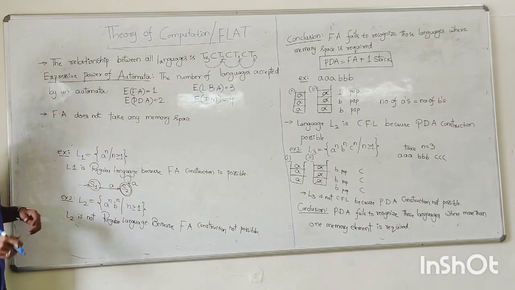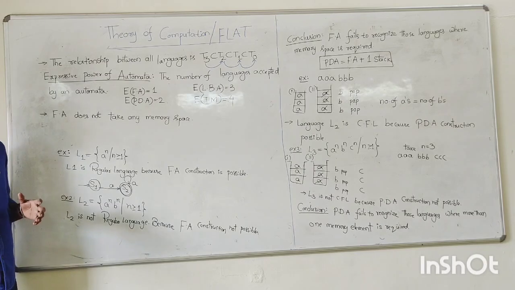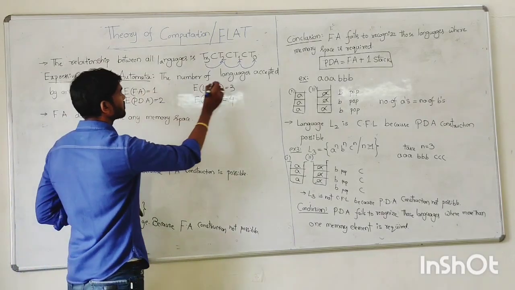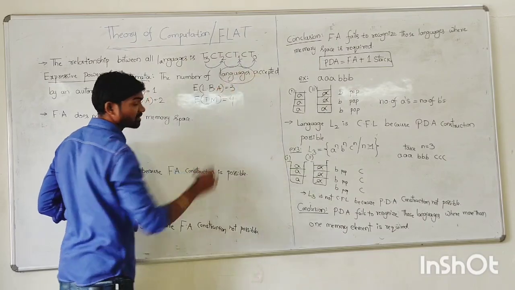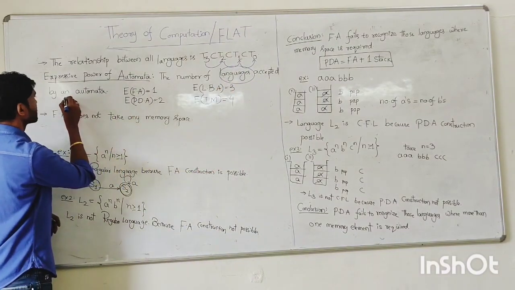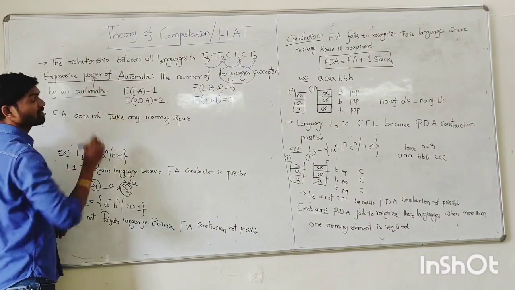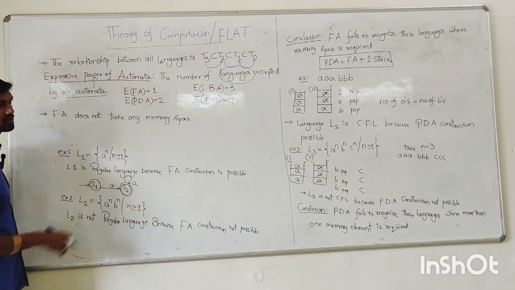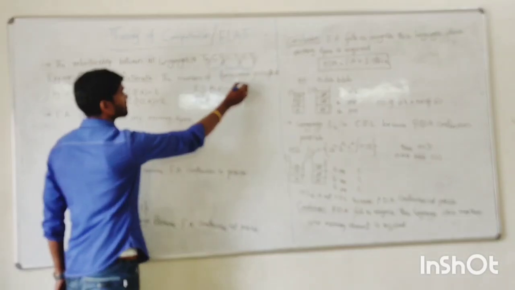What is the expressive power of an automata? What does expressive power mean? Simply, it is the number of languages accepted by an automata. That is called the expressive power of an automata. So, what does the expressive power of an automata mean? How many languages it will accept?